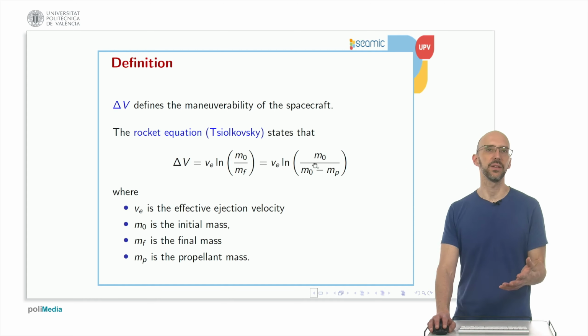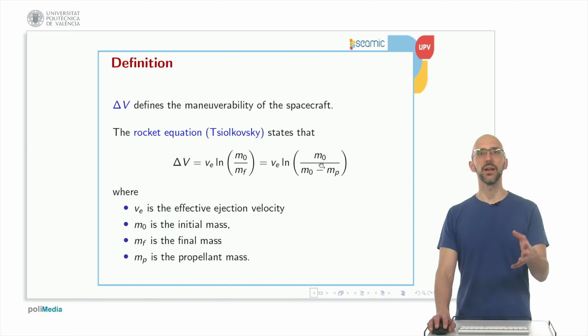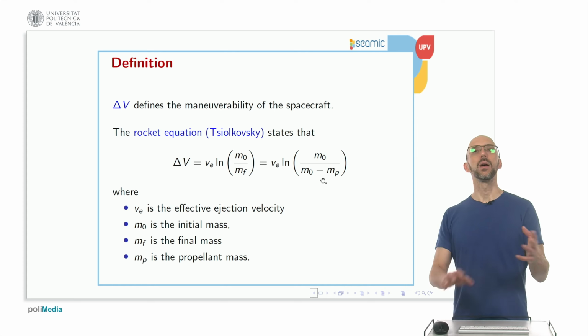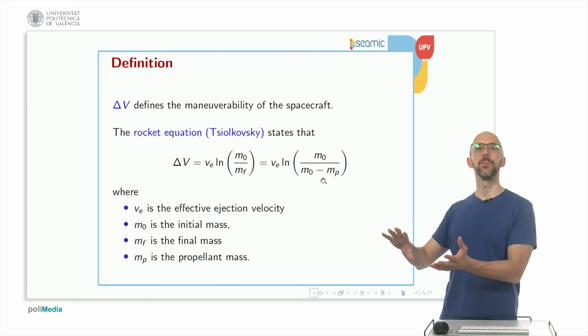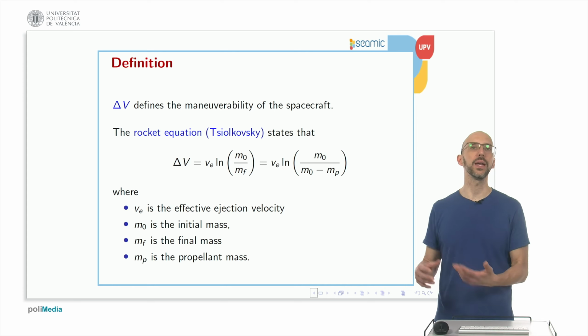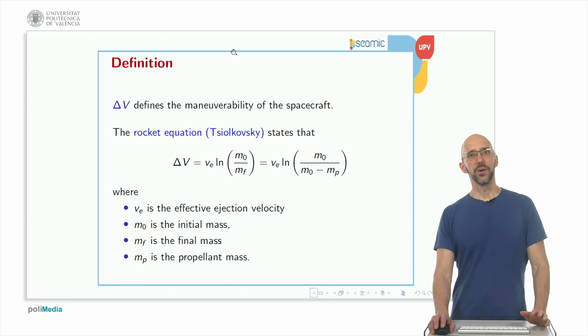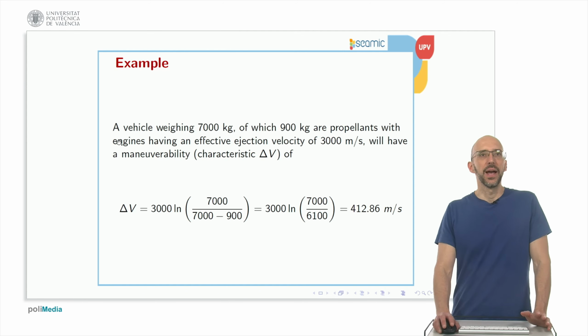If you want to simplify this a little bit, this can be written as the initial mass divided by the final mass minus the mass of the propellant that has been burned during the process. Perfect. Let's see an example.